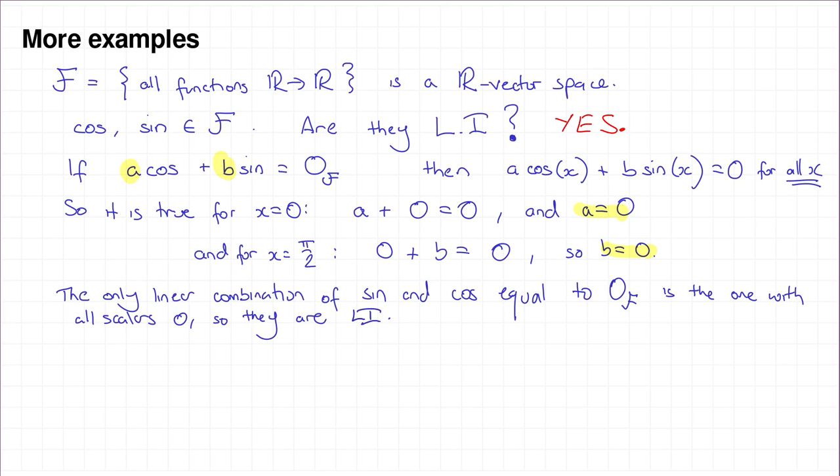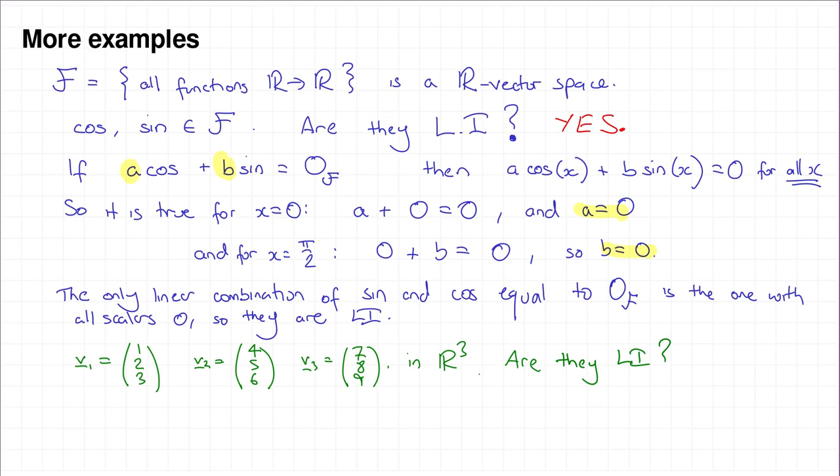Alright, one final example then before I stop, and I'm going to leave this one for you to decide. We are going to work in the vector space R cubed, and here are three vectors in R cubed: V1 is 1, 2 and 3, V2 is going to be 4, 5 and 6, and V3 is going to be equal to 7, 8, 9, you guessed it. So these are going to be thought of as elements of R cubed. So are they linearly independent? This is the problem I'm going to leave you with.